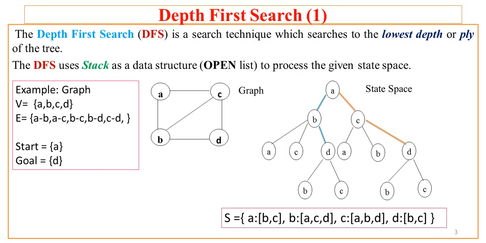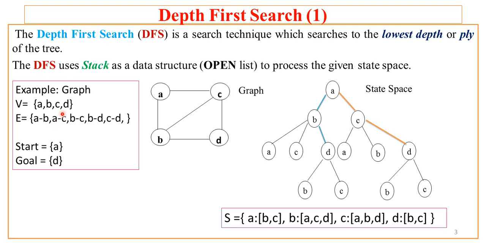Now depth first search, that is DFS, is a search technique which searches to the lowest depth or ply of the tree. DFS uses stack as a data structure, that is the open list. That means the open list which is used in the algorithm is maintained as a stack, and it is used to process the given state space. Now we'll try to understand what this DFS technique is, that is how this search algorithm searches the lowest depth of the tree.